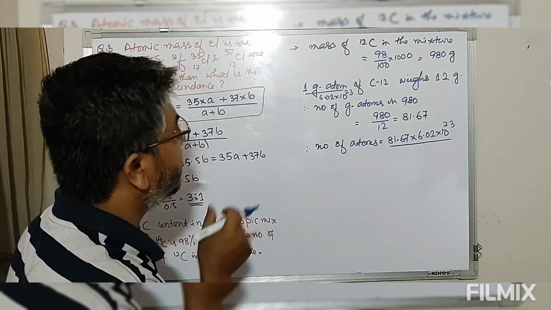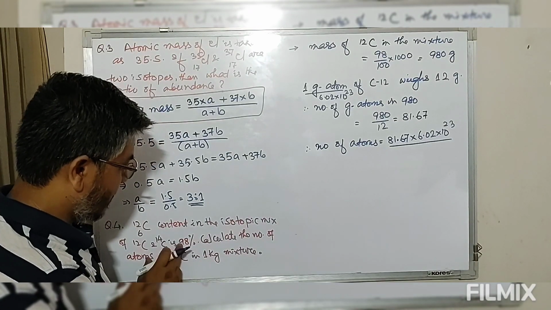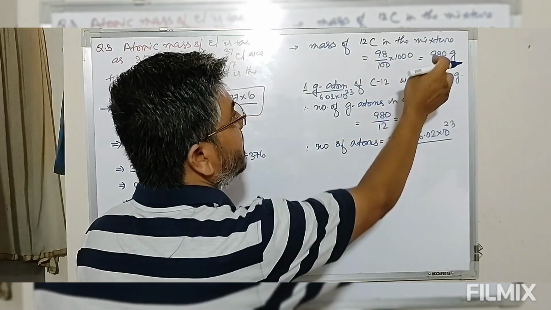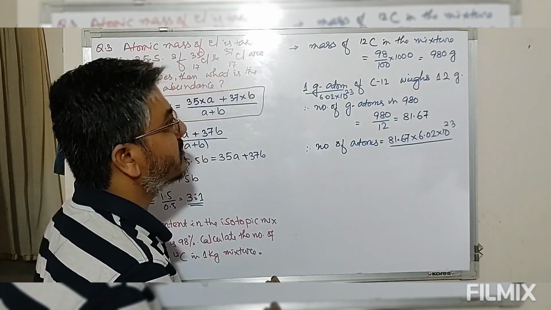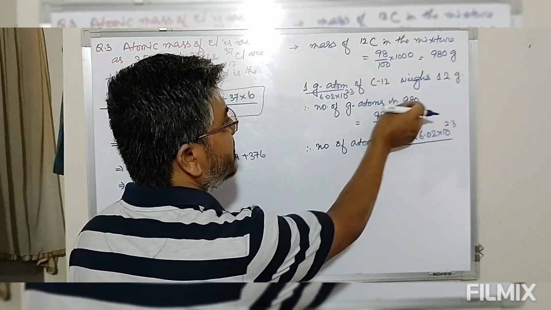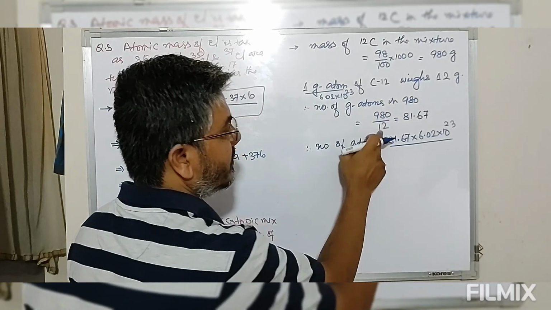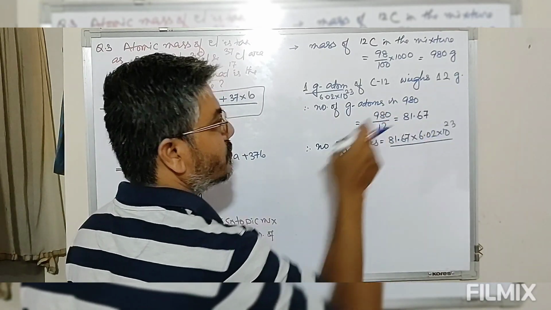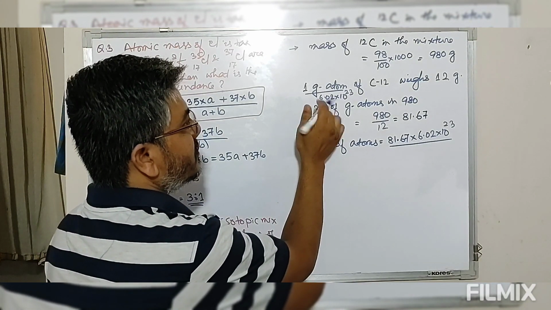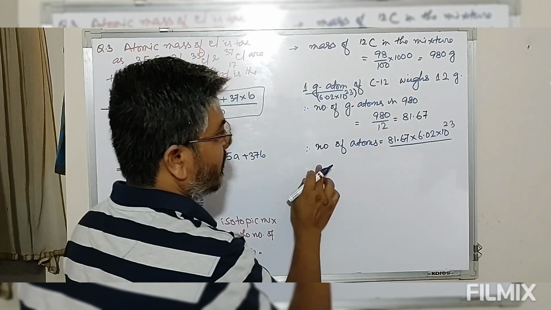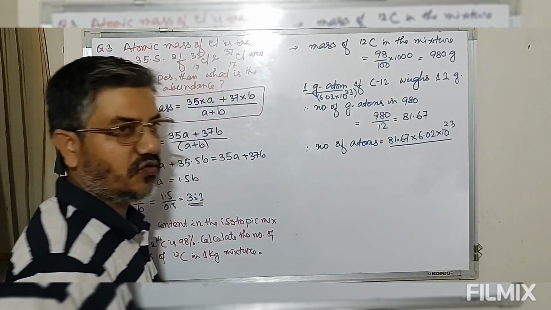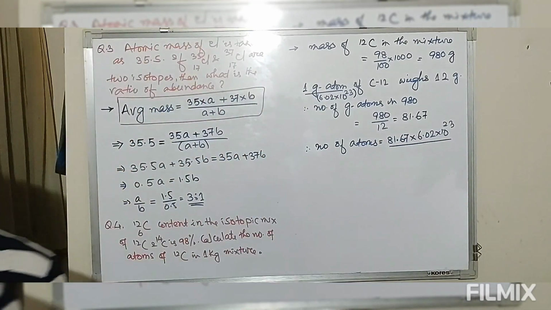So what we are using is, out of this total mass, the mass of 12 is 98%. So this is the mass of this. This mass 980 is the mass of some gram atoms. So the number of gram atoms in 980 is 980 divided by 12, which is equal to 81.67. So 1 gram atom contains 6.02 into 10 to the power 23. So the number of atoms present in 81.67 gram atoms is this. So these many atoms of carbon 12 are present in the mixture.